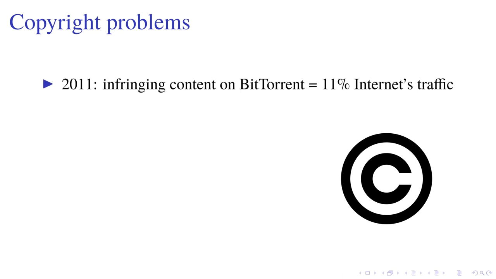The easiness to share files in peer-to-peer creates copyright problems as users share infringing content in peer-to-peer networks. A research in 2011 shows that 11% of the internet's traffic are infringing content on a popular peer-to-peer network called BitTorrent. Research on users' ethical reasoning shows that they usually realize that infringing over peer-to-peer is an ethical issue.